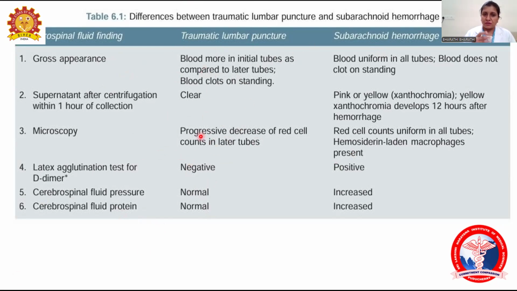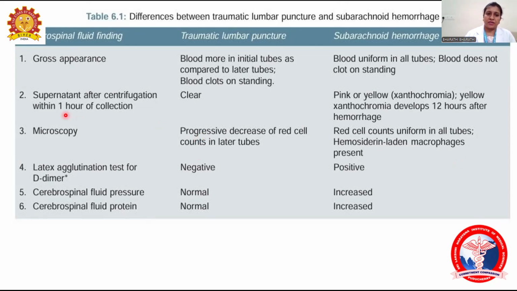For that CSF, we have to take multiple tubes, because not only one test is done. There are multiple tests like biochemistry test, serological test, culture test. So we take multiple tubes. If it is a traumatic lumbar puncture, the initial tubes will have blood and slowly the blood will decrease, or the blood will clot on standing. But in subarachnoid hemorrhage, all the tubes will have uniform blood, because the blood does not clot on standing.